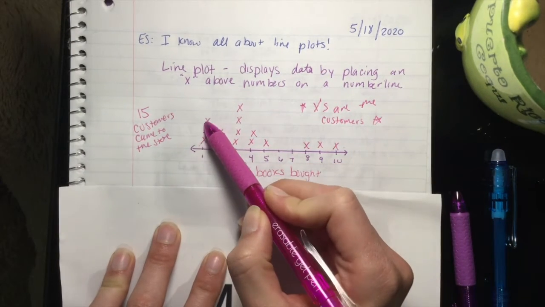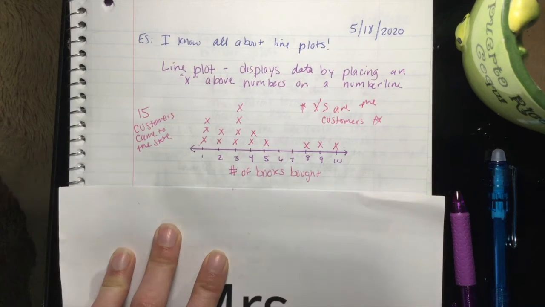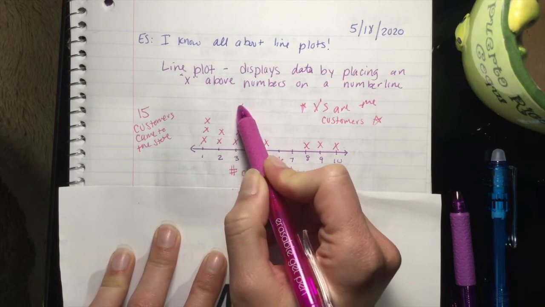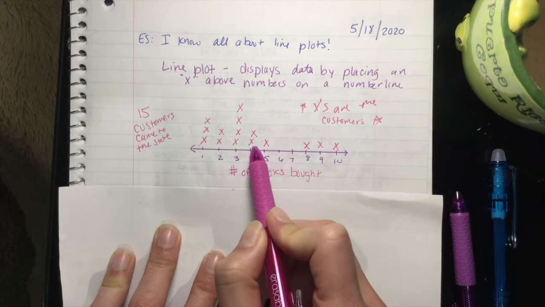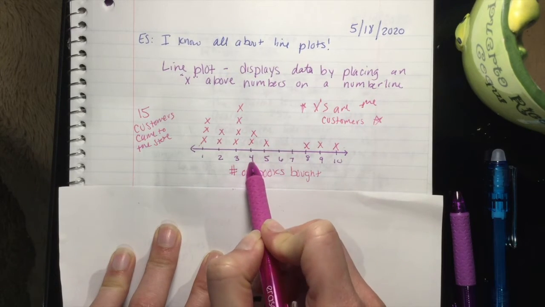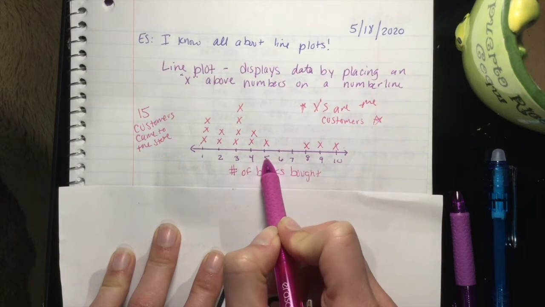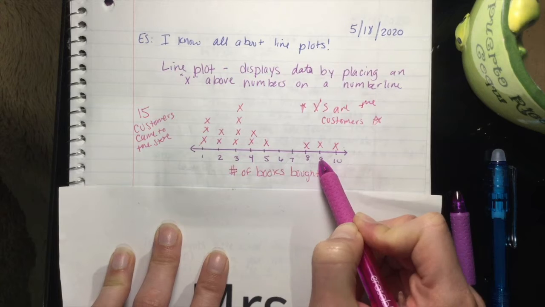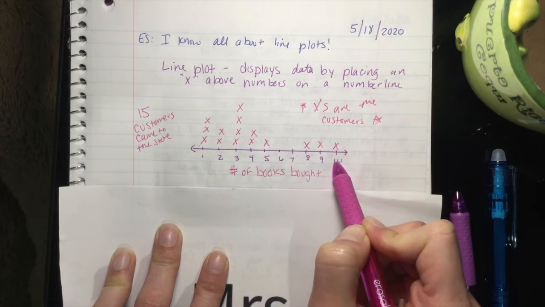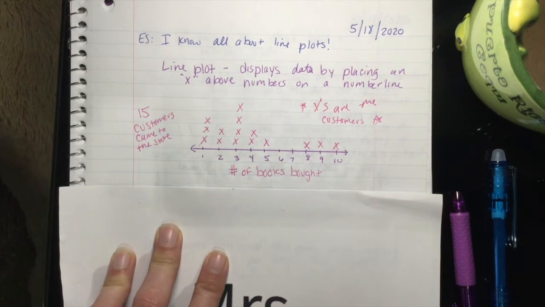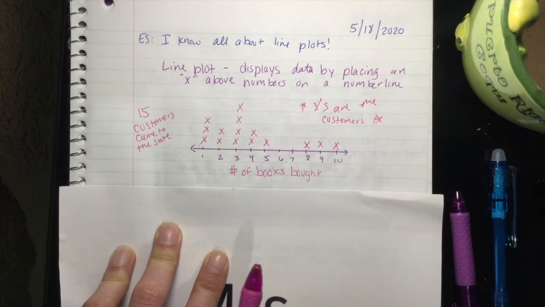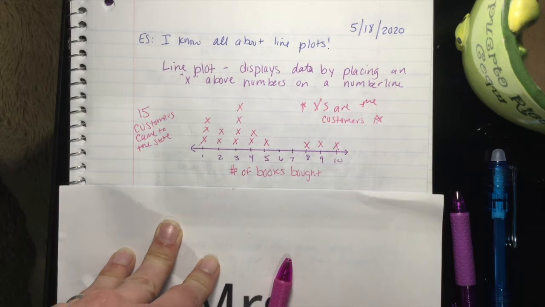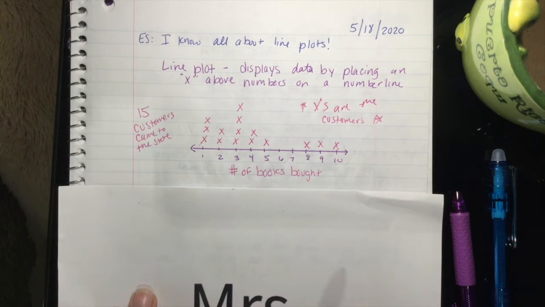So 3 customers bought 1 book. 2 customers bought 2 books. 4 customers bought 3 books. 2 customers bought 4 books. 1 customer bought 5 books. 1 customer bought 8 books. 1 customer bought 9 books. And 1 customer bought 10 books. Okay, so that's how you can display things on a line plot. A line plot is a very common way to display data.